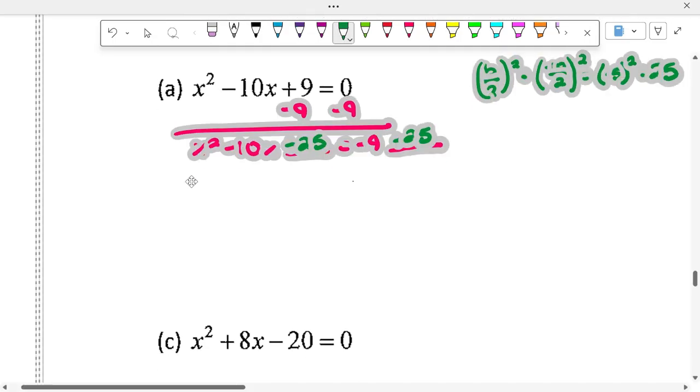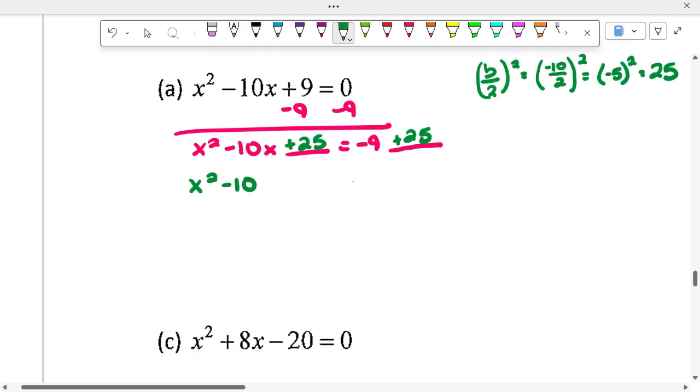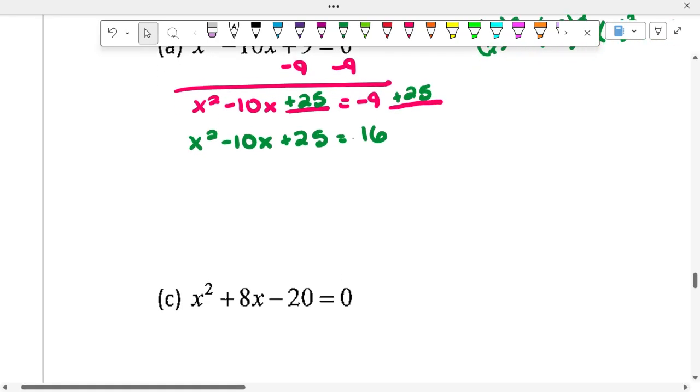So if I pretty it up a little bit, x squared minus 10x plus 25 is equal to negative 9 plus 25, which is what? 16. So now I got my perfect square trinomial on the left. So now what do I have to do with it?